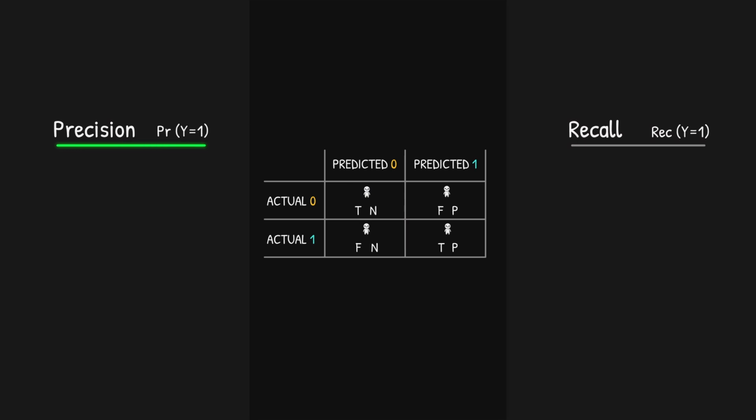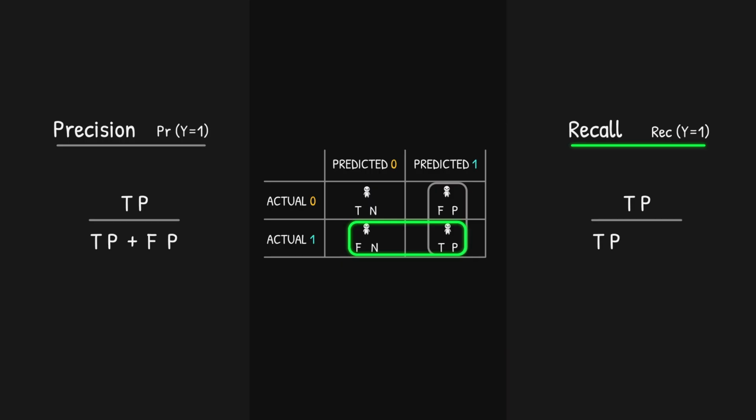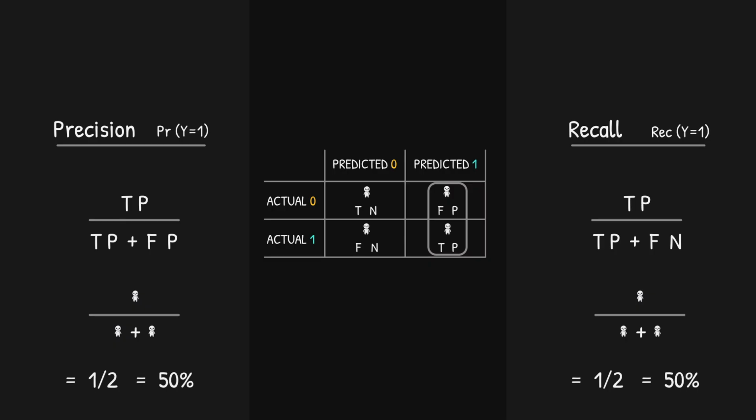The precision is equal to the true positives divided by the true positives plus the false positives. In the same way, the recall is equal to the true positives divided by the true positives plus the false negatives. The higher these metrics, the better the model is. In our case, both the precision and the recall of the positive class are equal to 50%.